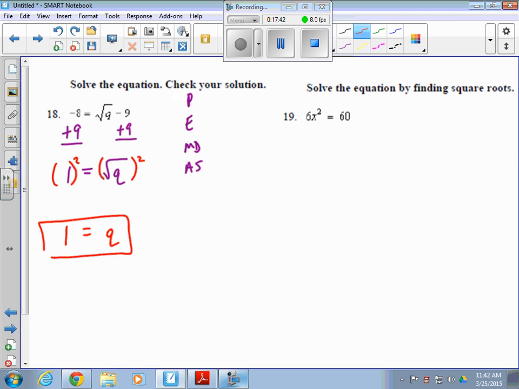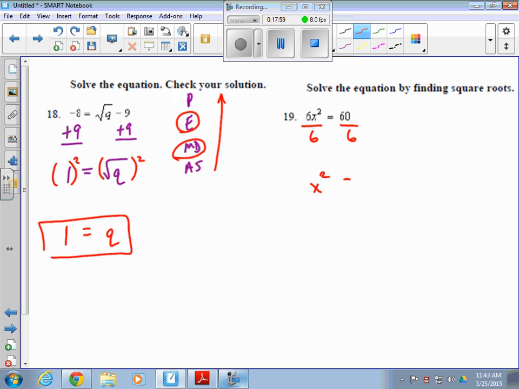Undo before you undo the exponent. Because remember, you work backwards when you undo. Before you undo the exponent, you undo multiplication and division. There's no addition and subtraction to take care of. So get rid of 6 times x squared by dividing by 6. You do it there, do it here.